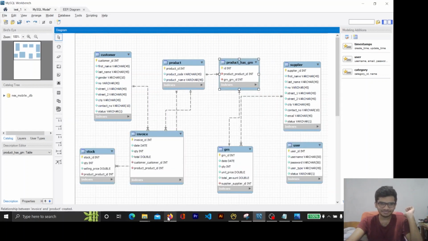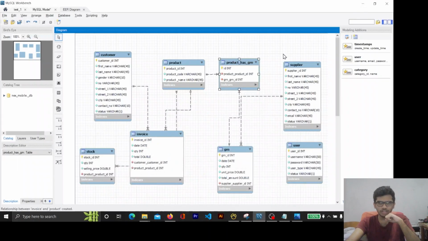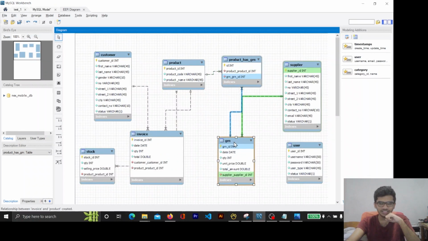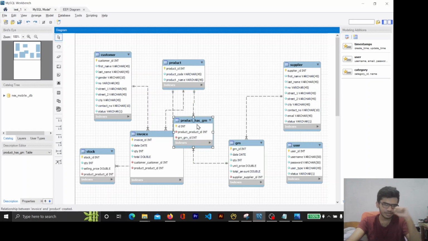So between the GRN and product tables, the relationship is many to many. A many to many relationship doesn't exist within the database, so you will always have one to many relationships with a newly created table. The newly created table is product has GRN, and you can see that the above tables have one to many relationships from each table with the newly created table.